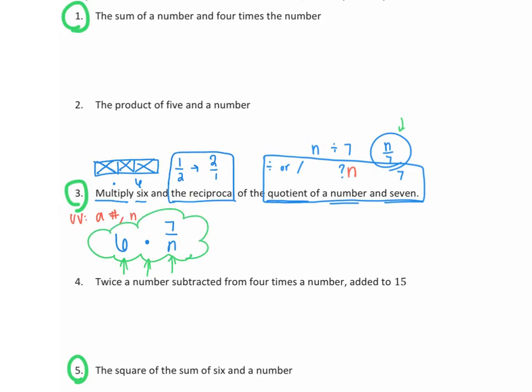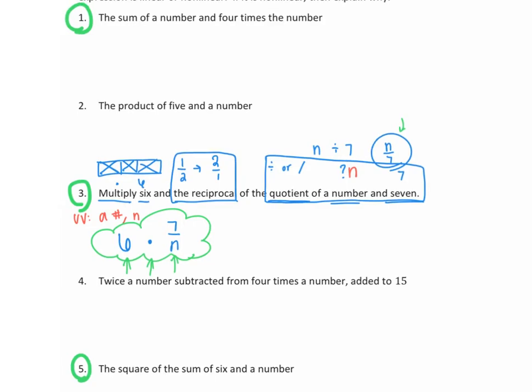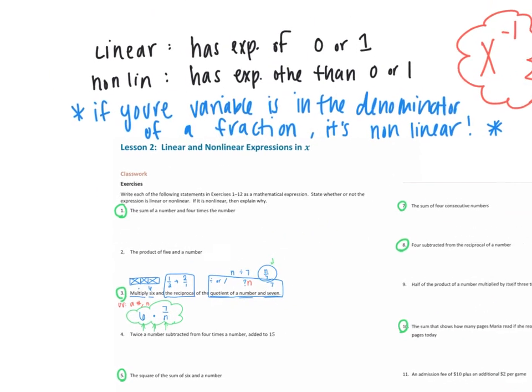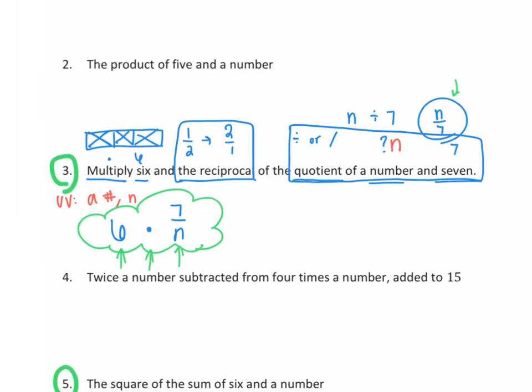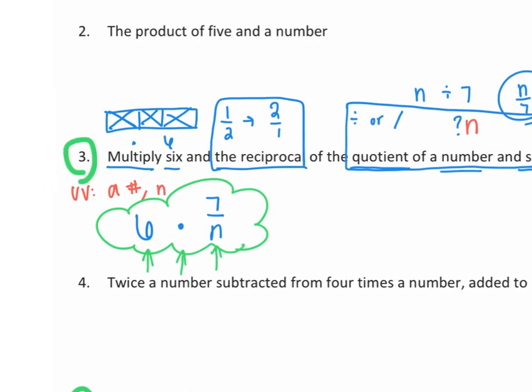The second part is to figure out, is this linear or non-linear? So I'm looking at my variable n, and there doesn't seem to be an exponent, right? However, I told you about this before. If your variable is in the denominator, then it's non-linear, because this variable being in the denominator is the same as n to the negative 7th power. It's just written in a simplified way.